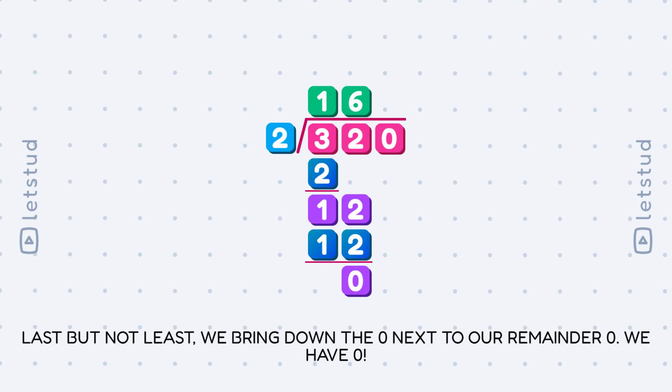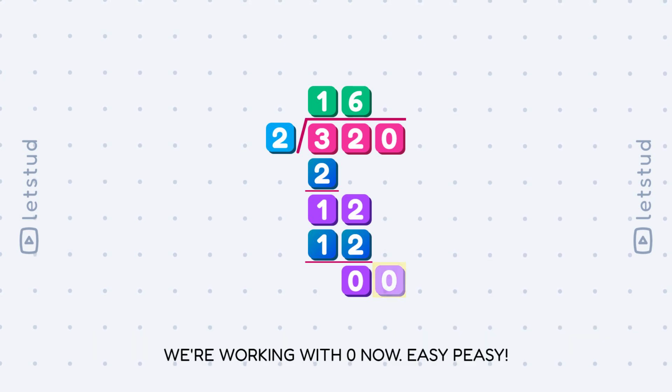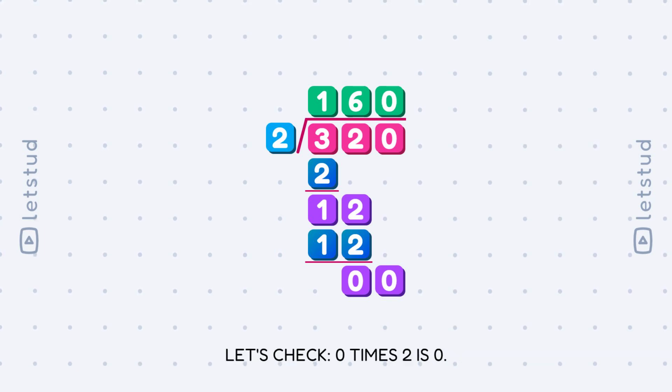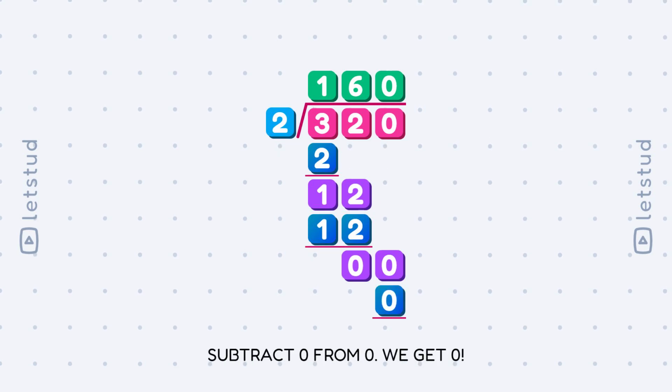Last but not least, we bring down the 0 next to our remainder 0. We have 0. We're working with 0 now. Easy peasy. How many times does 2 fit into 0? It fits 0 times. Let's check. 0 times 2 is 0. Subtract 0 from 0. We get 0.